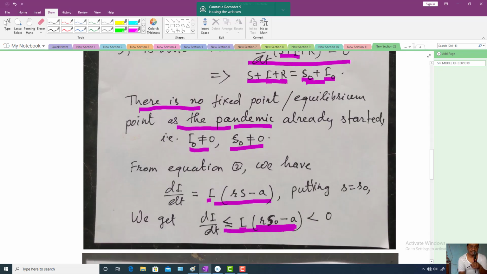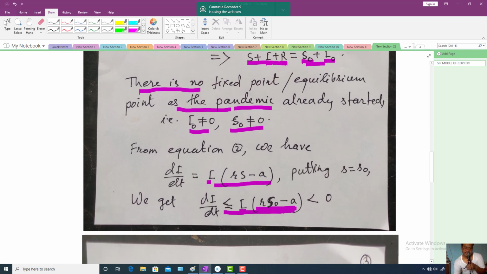From the second equation, let us see, dI/dt is equal to IRS minus A. So putting S, in the beginning susceptible was S naught, and this is the highest. As time goes on, I already explained, the number of susceptible people is decreasing. So the maximum susceptible people is S naught.